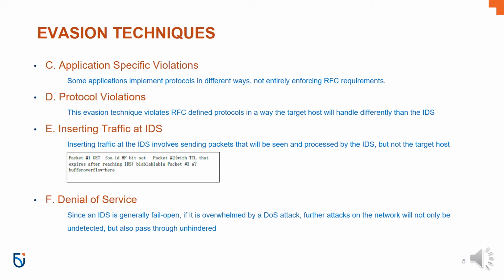Denial of service. IDSs are usually the most resource intensive devices on the network. IDS devices must monitor all network activity, and CPU resources are used to read packets. This makes IDS devices more prone to starvation attacks. Since an IDS is generally fail open, if it is overwhelmed by a denial of service attack, further attacks on the network will not only be undetected but also pass through unhindered.